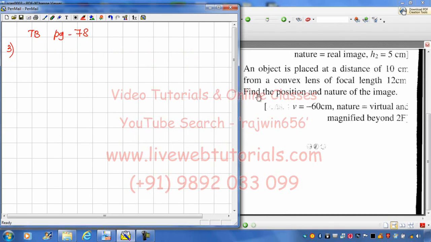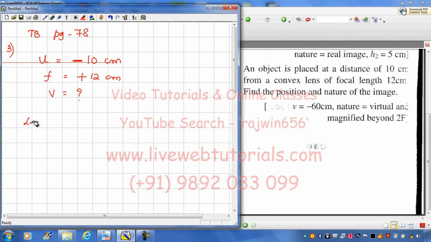Now next sum. An object is placed at a distance 10 centimeter from a convex lens of focal length 12 centimeter. Find the position and the nature of the image. Now here the object distance is given u, that is 10 centimeters. Remember, always object distance is negative. Then focal length is given is 12 centimeters. It is a convex lens, so focal length is going to be positive. Okay, we are supposed to find the position and the nature of the image.